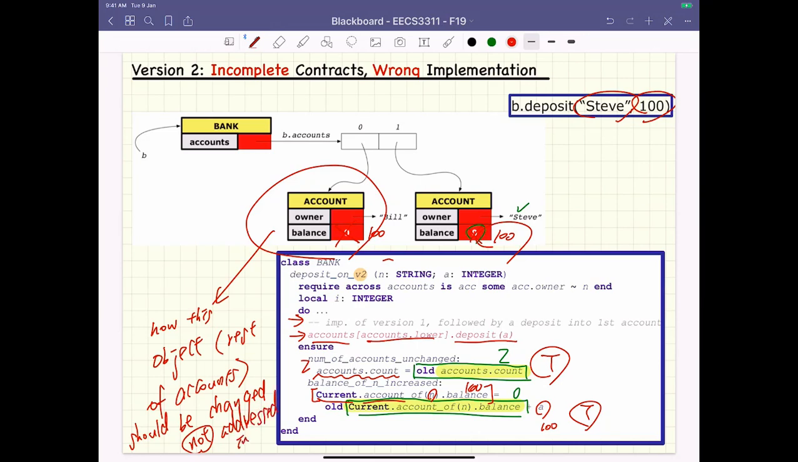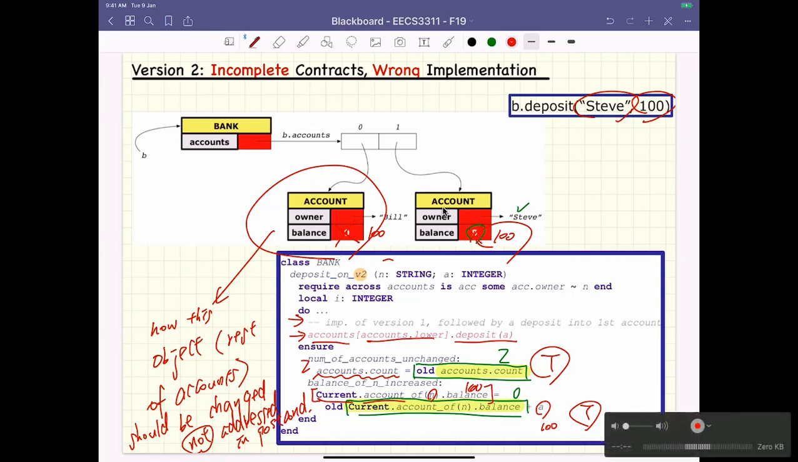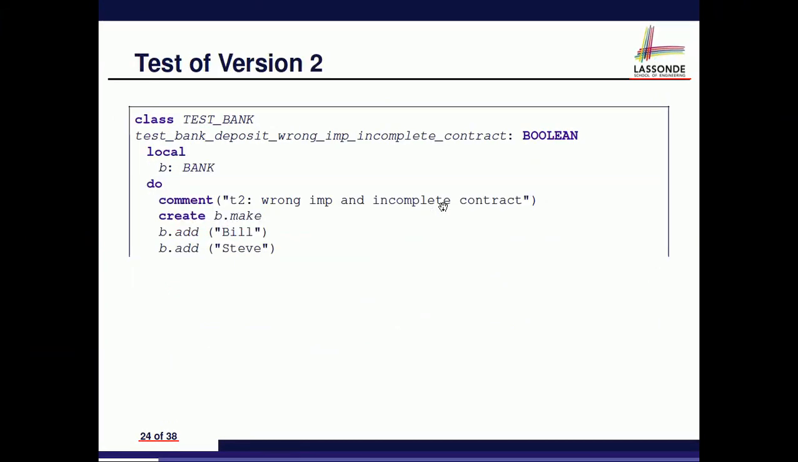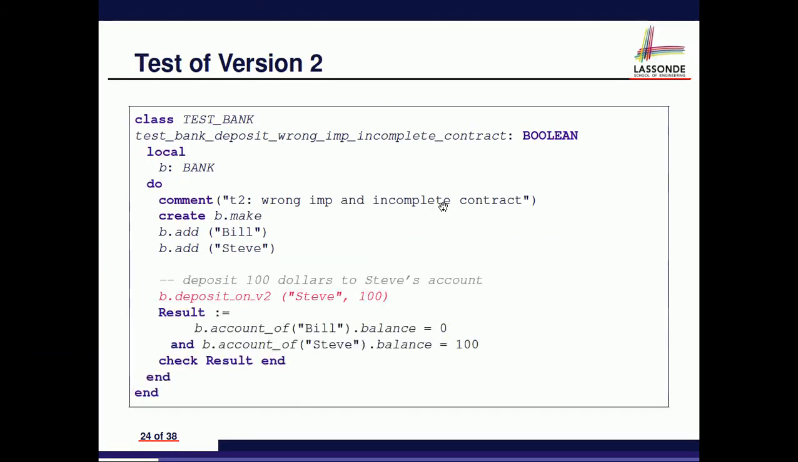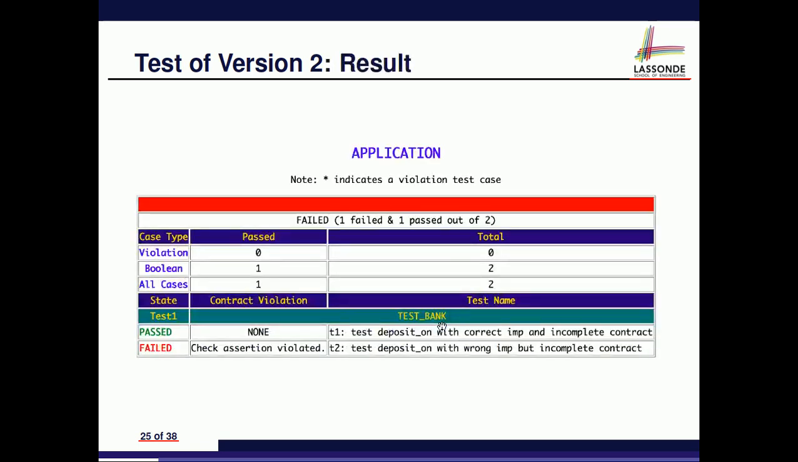In the postcondition. That's the problem. Okay? So now if you simply try to run the same unit test, let me just go back to the slides. If you try to run the same thing, are you going to pass this particular test? Specifically, will Bill's balance be 0 as expected? No. That means you're going to get some check assertion violation.